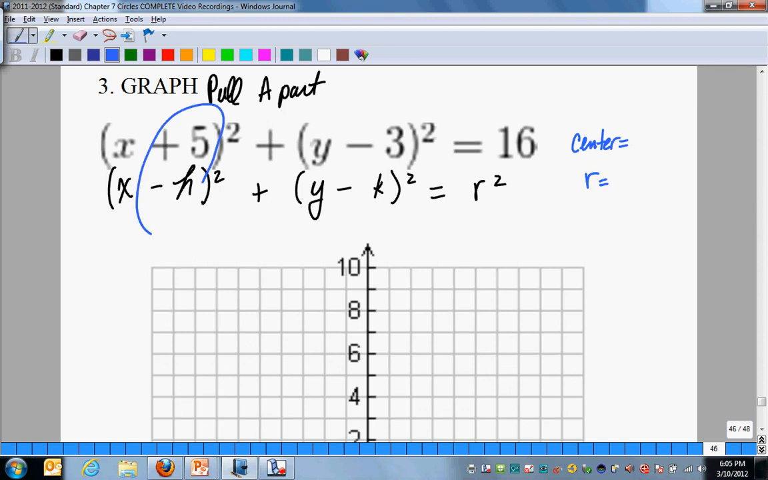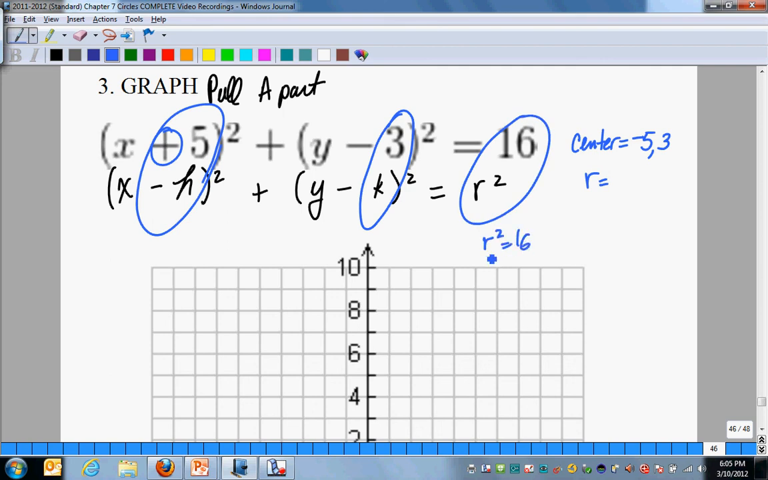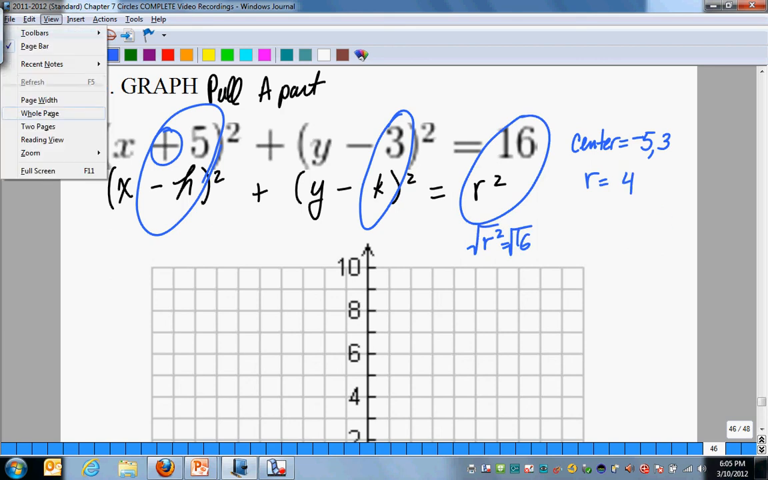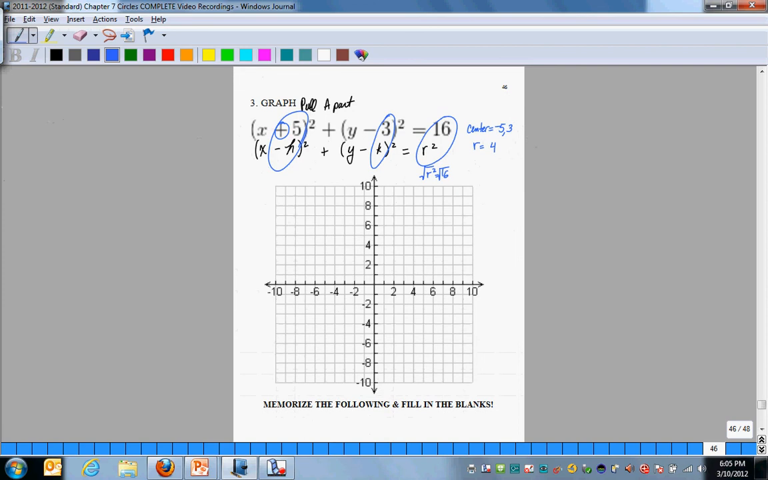Our center, notice that's a +5. The original equation was a negative, so in order for that to have swapped the sign, we had to have a -5 there. Here, our k is +3. If it was -3, it would have swapped the sign, which it did not. R squared equals 16. So we square root both sides. That means our radius is 4. So now we're going to graph. The center is at -5, 3, and our radius is 4.